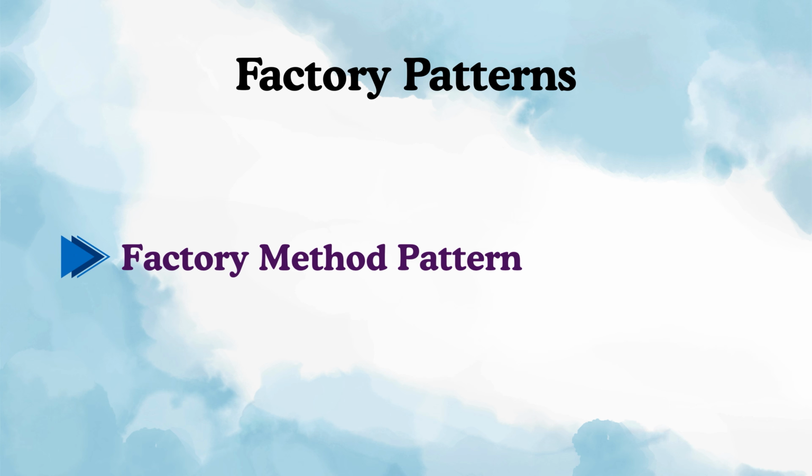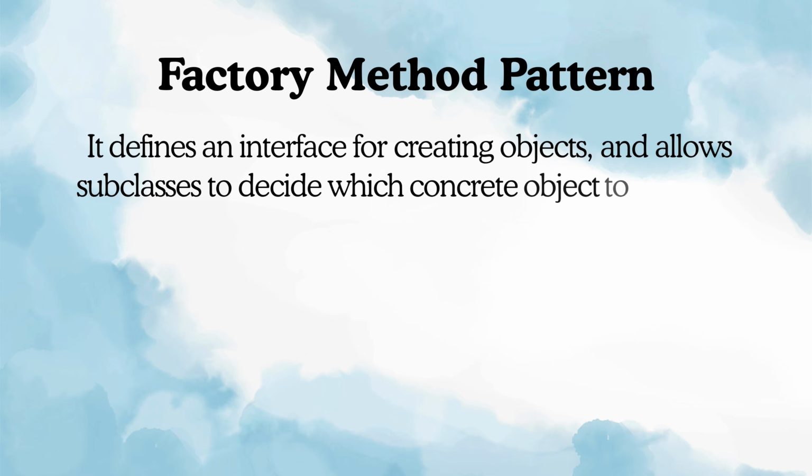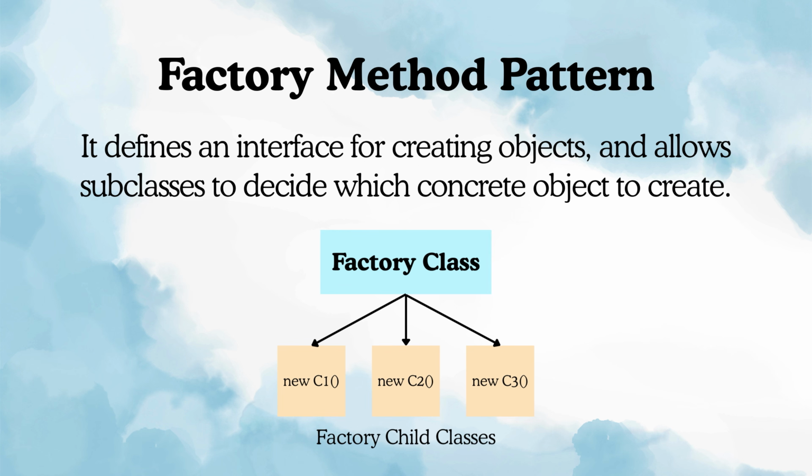Now before moving towards the abstract factory pattern, there is one more important pattern in between, the factory method pattern. Yes, there are actually three things: simple factory, factory method, and abstract factory. So far, the code that we have seen is actually simple factory. So then what is the factory method pattern? The factory method pattern defines an interface for creating objects and allows subclasses to decide which concrete object to create. In simple words, instead of creating objects directly using new, we delegate object creation to child factory classes.